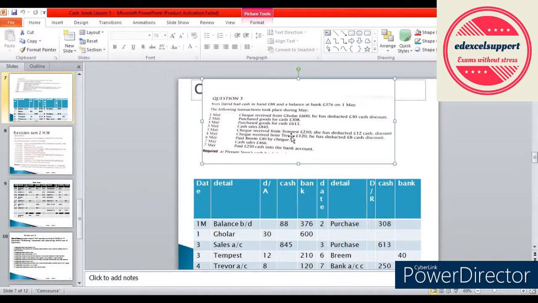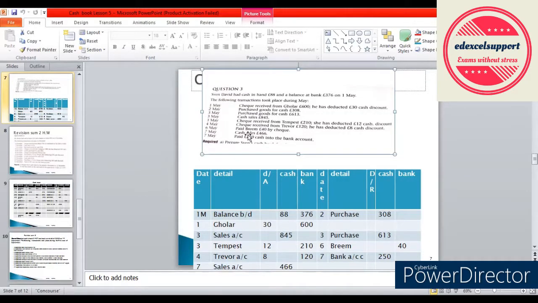Check received from Tempest 210. So we are getting a check. That means a trade receivable. She has deducted 12 cash discount. So how are we going to report that? Your check received means it should be in the bank column. So you get 210 check and she has deducted 12 cash discount. So that discount should be recorded as 12.